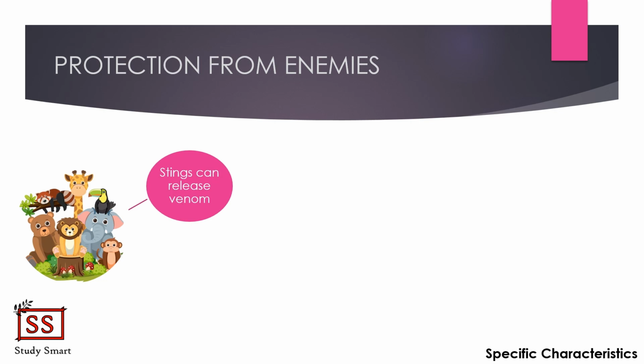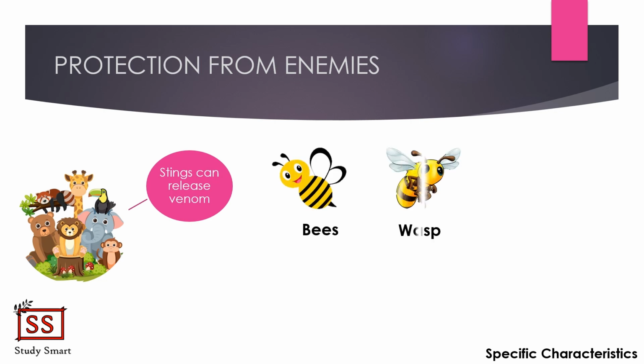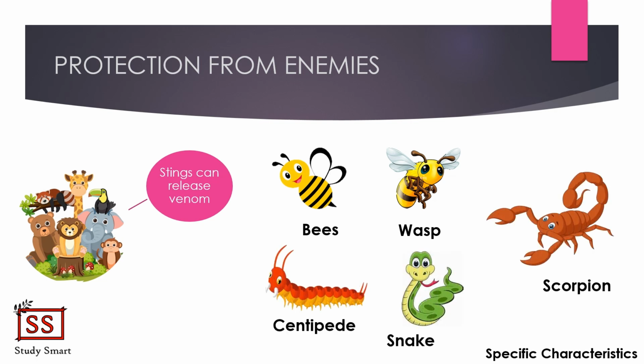The second characteristic is having stings that can release venom. Bees and wasps have stings that can weaken their enemies. However, animals such as centipede, snake, and scorpion have stings that are so poisonous that they can kill their enemies.